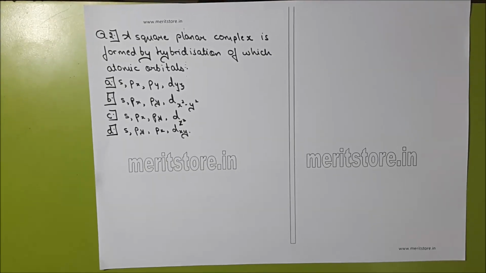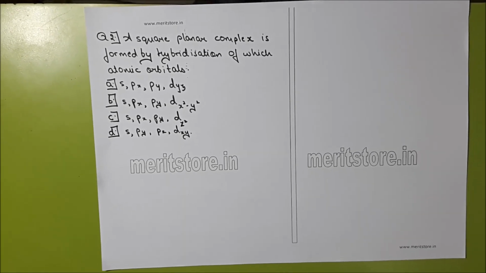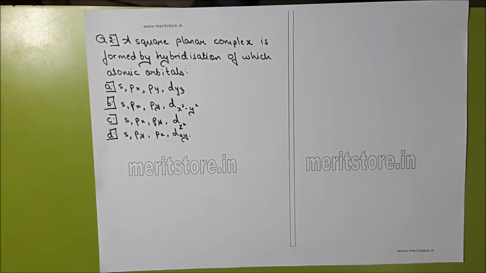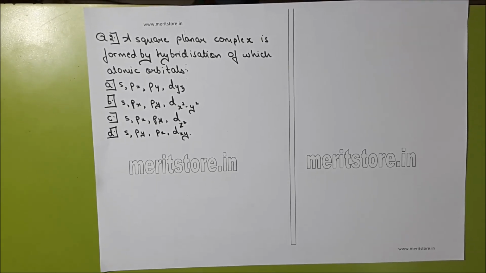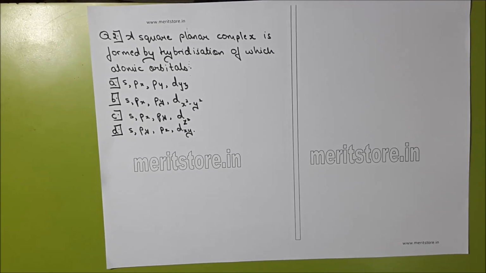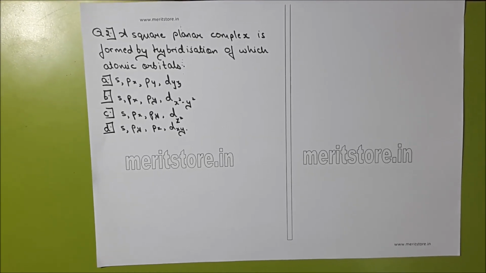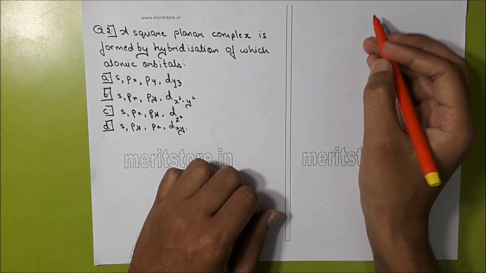Question number 2. A square planar complex is formed by a hybridization of which orbital? A: s px py dyz, B: s px py dx square minus y square, C: s px py dz square, D: s py pz dxy.